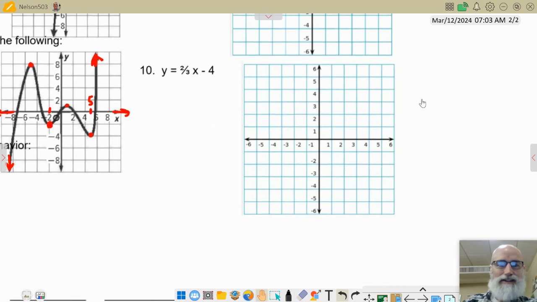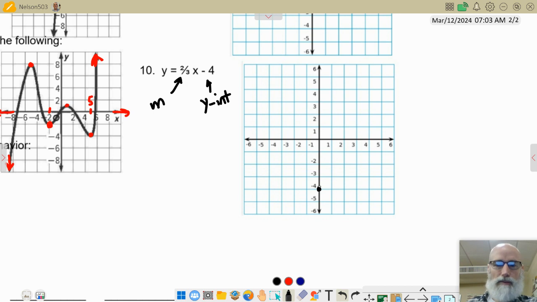And it is a line, which is a good thing. So we go 1, 2, 3, 4 down. That's my y-intercept, right? Down 4. There, we've kind of reviewed this already. That's the y-intercept. And then 2/3 is the slope. Okay, so m is 2/3.